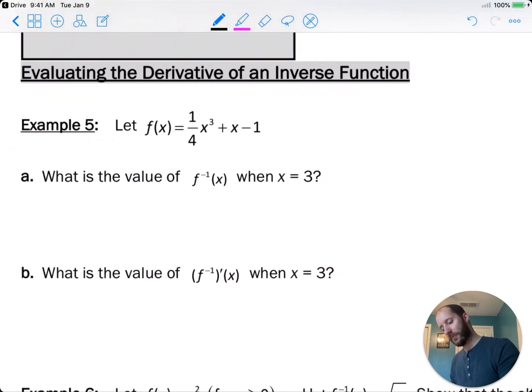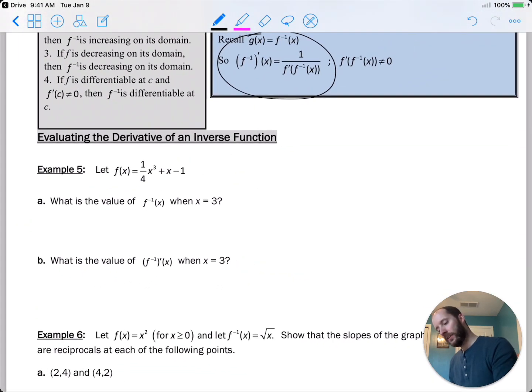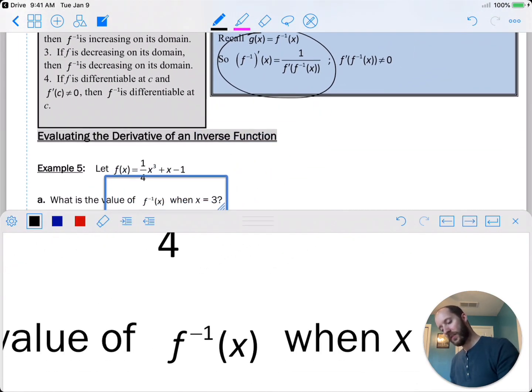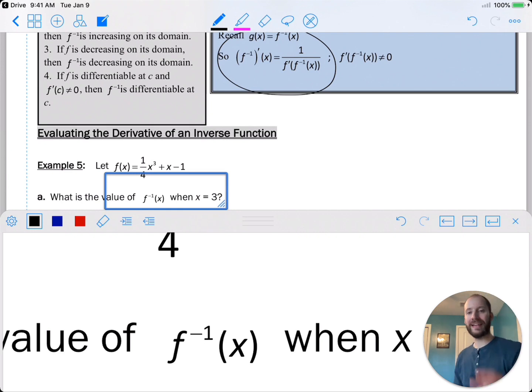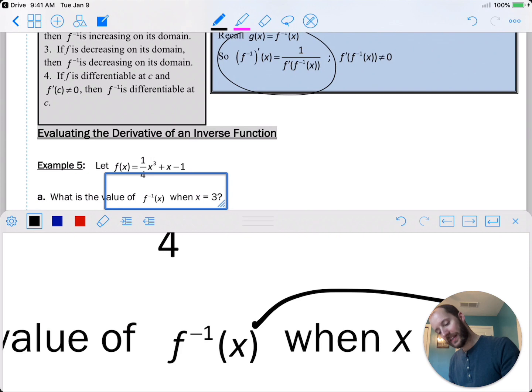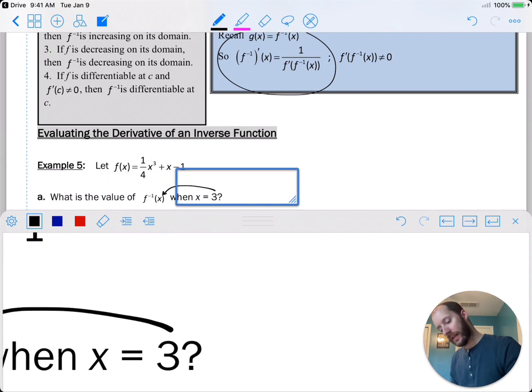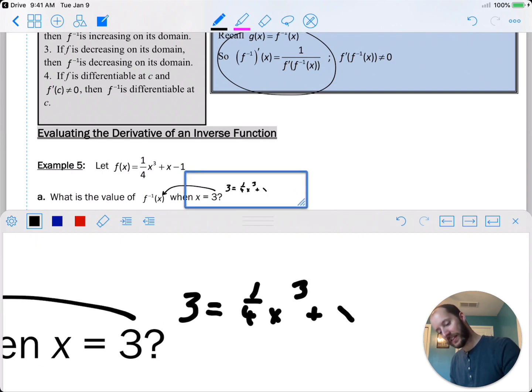Let's look at example 5. What is the value of f inverse of x when x equals 3? So when this x value is 3, that would mean the original function's y value is 3, because remember, x's and y's switch with each other.